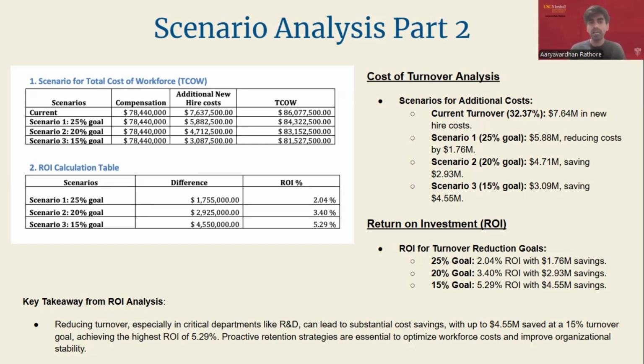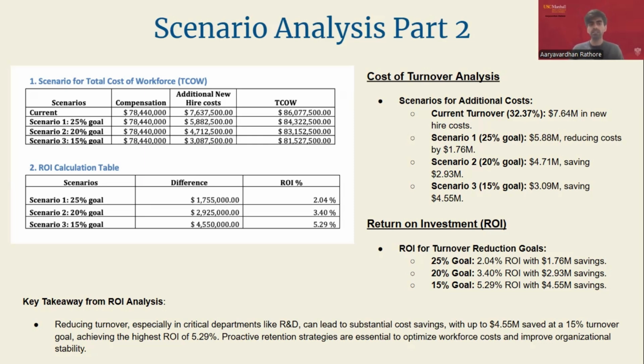Based on that, we see that just with scenario one, we are saving approximately $1.76 million. On an ROI basis, using the current cost as the base, we are saving 2.4%. For the 20% goal, we are saving 3.4%. And for the 15% goal, we're saving 5.29% in cost savings. And as Alejandro also mentioned, the savings in dollar amount vary from $1.76 million to $4.55 million.